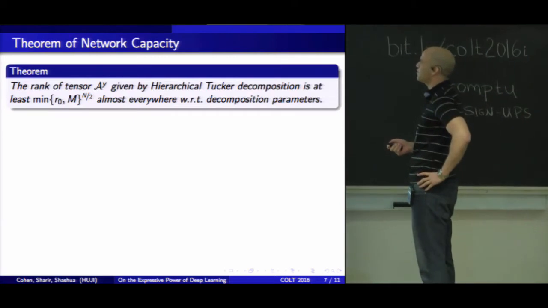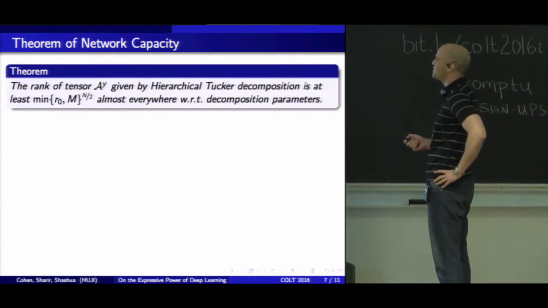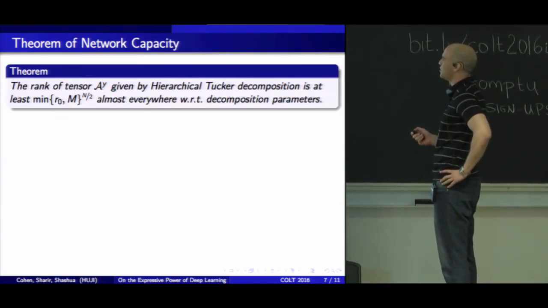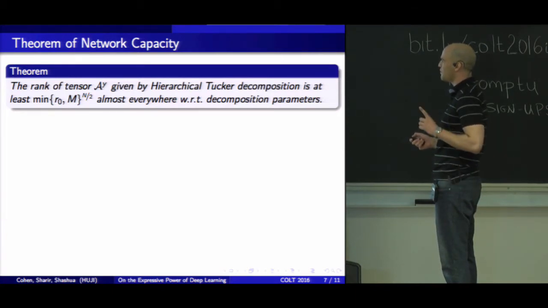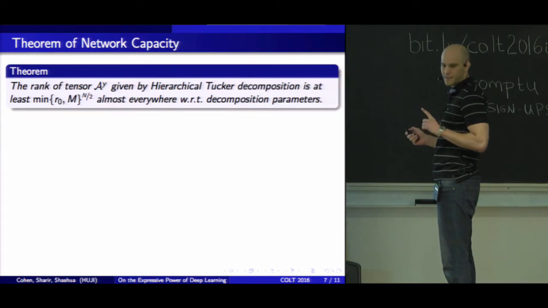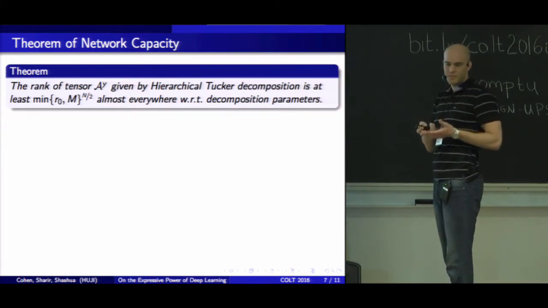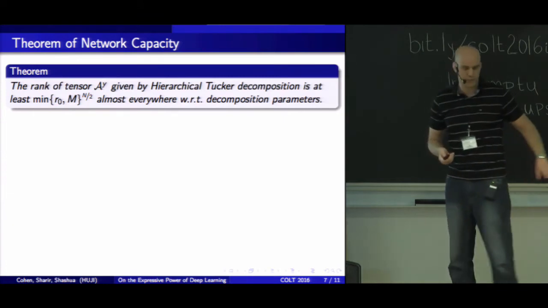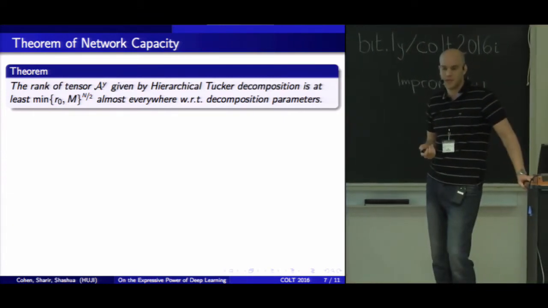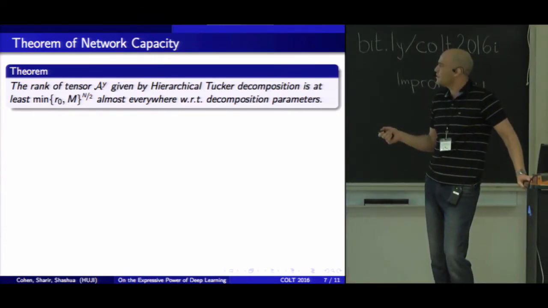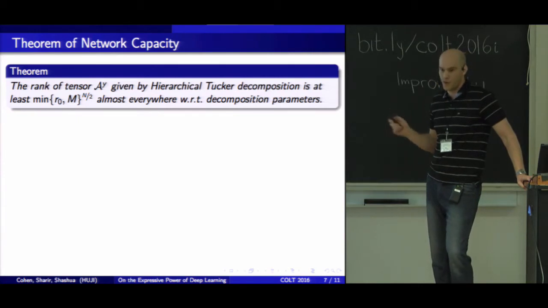So the central theorem that we prove is that the rank of a tensor that is given by hierarchical Tucker is exponential in the size of the input almost everywhere with respect to the decomposition parameters. Okay, decomposition parameters can be thought of as comprising a Euclidean space. We could treat this as a measure space and ask when this happens, and apparently this happens almost always.